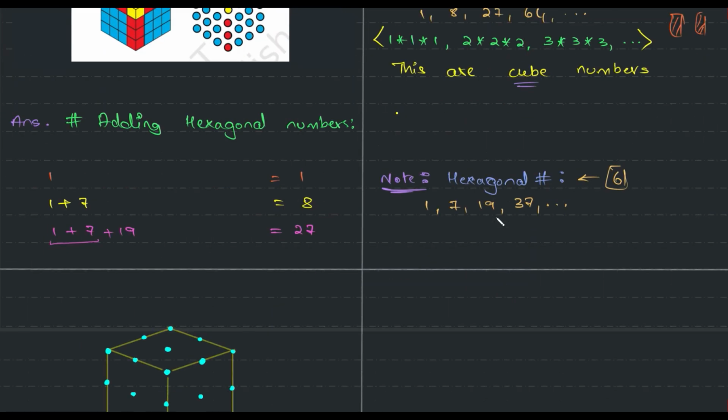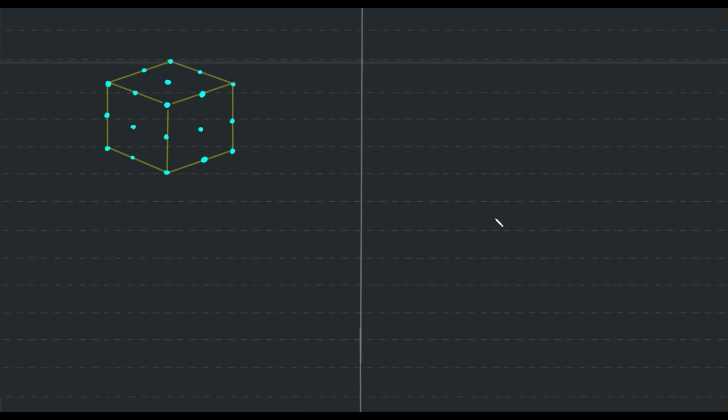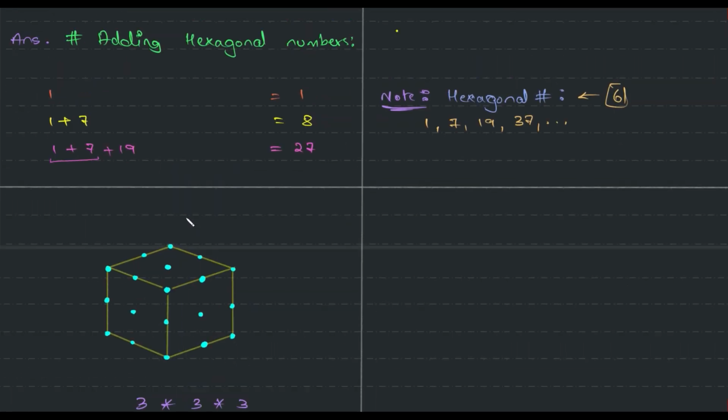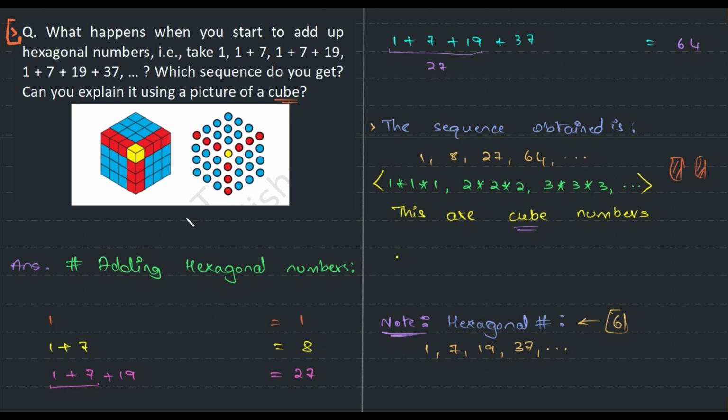And pictorially, you just draw whatever I did, in this manner, and put dots, and that is your cube representation. So this is nothing but, we'll just write at the bottom, 3 into 3 into 3. Right, guys? So that will have 27 dots.